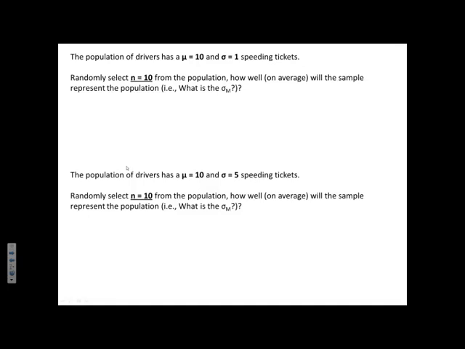So let's use that formula, that easy formula that I've been talking about for the standard error, which is the standard deviation divided by the square root of n. Our standard deviation is 1. Divide that by the square root of 10, our sample size. And we end up with 1 divided by 3.1623. And that gives us a standard error of 0.316.